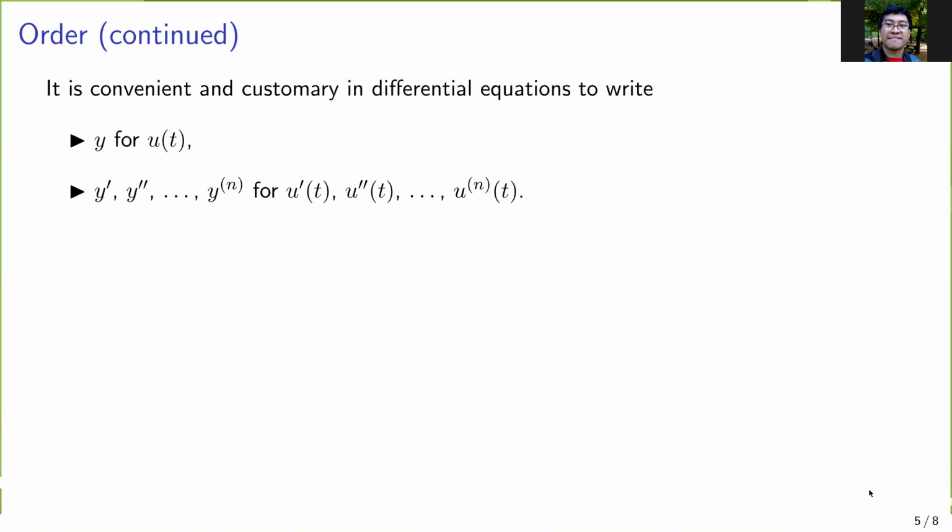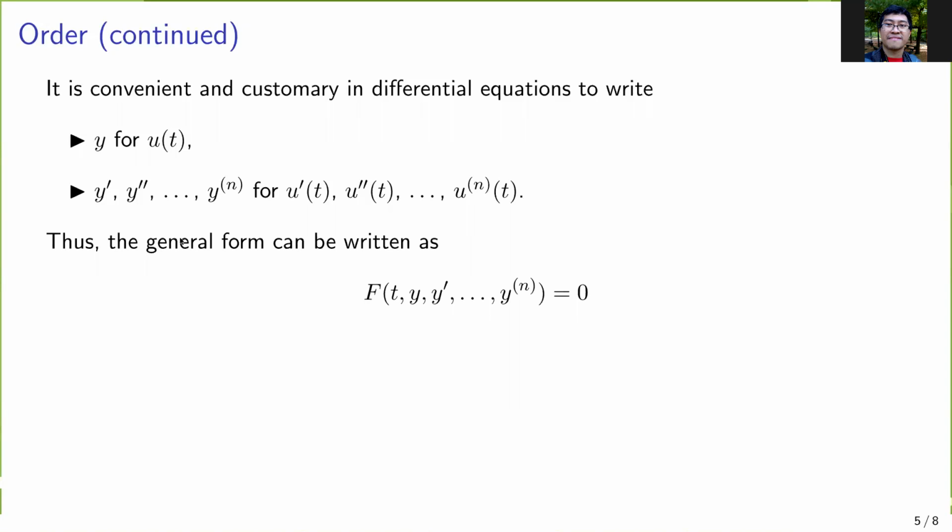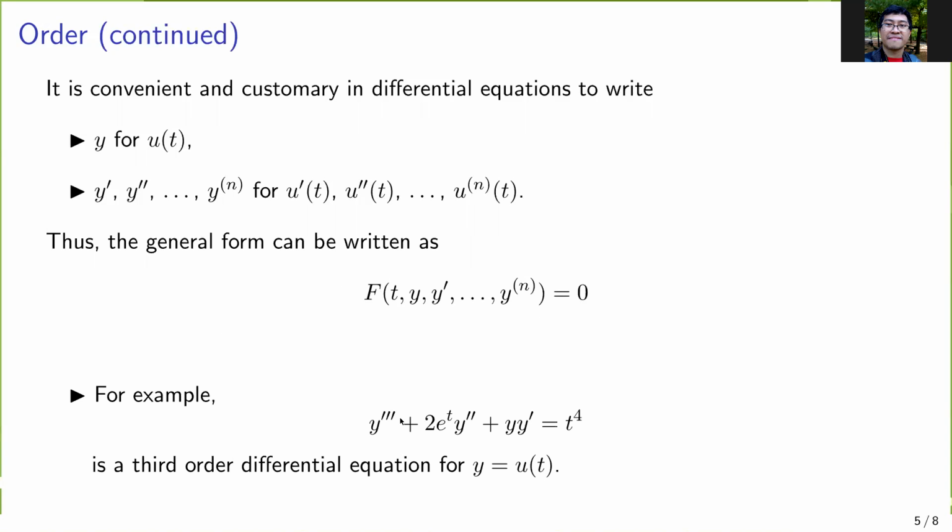We can also write our function u in terms of the independent variable t as y, so that the derivatives can be written as y prime, y double prime, up to y superscript n corresponding to the nth derivative. So we can write our general equation as shown. If we have this example, y triple prime plus 2e^t times y double prime plus y times y prime equals t^4, this is a third order differential equation for y.